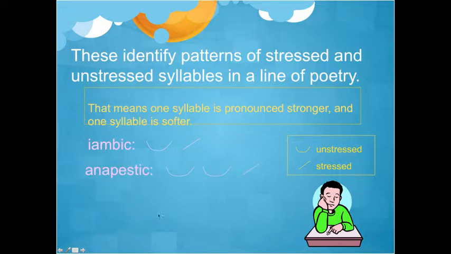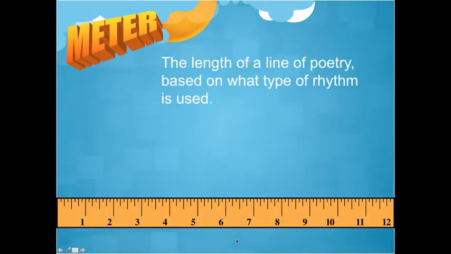In an anapestic, in a 3-syllable word, it would be unstressed, unstressed, stressed. Trochaic, we have stressed and then unstressed syllables. Or in dactylic, it's stressed, unstressed, unstressed. Okay, well, bear with me.